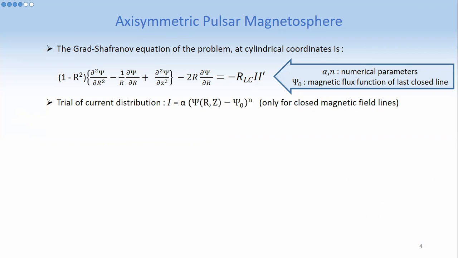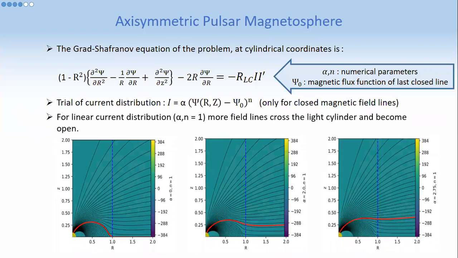If we try a current distribution of the following expression, only for closed magnetic field lines, then we can conclude that for n equal to 1, for example, which means that we have a linear expression for I, when A increases, then more field lines cross the light cylinder and become open. Here you can see how the field lines become open.